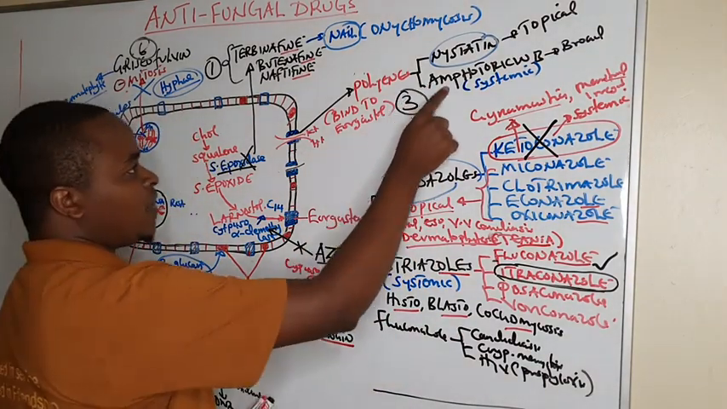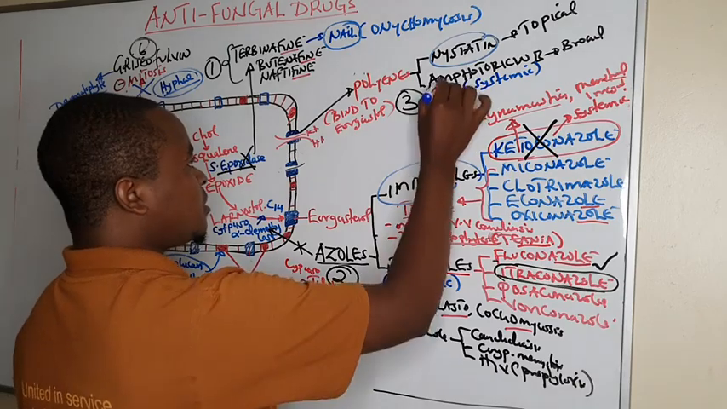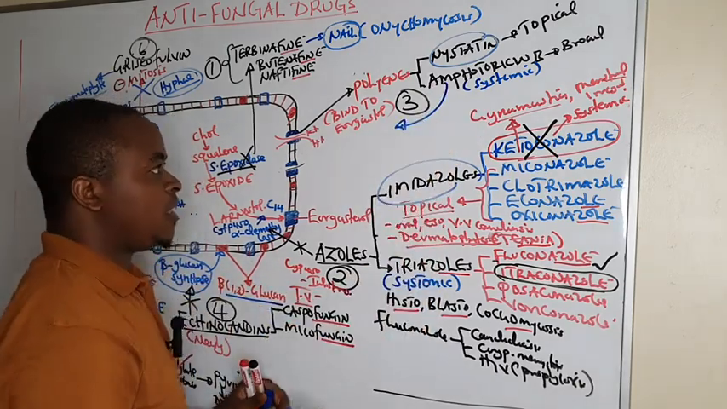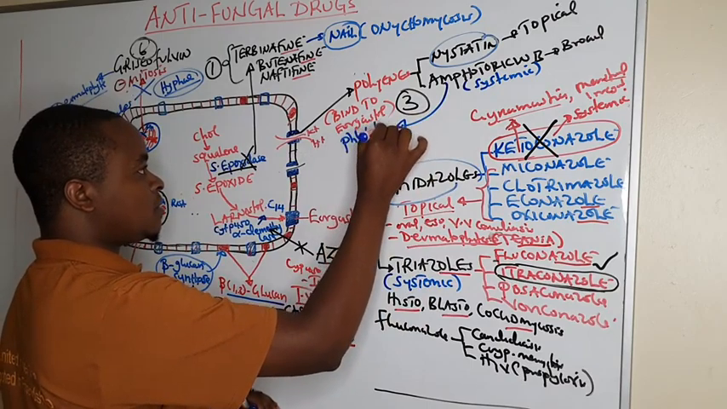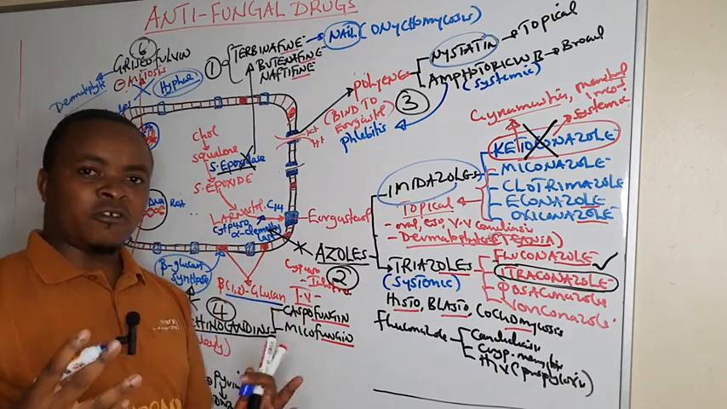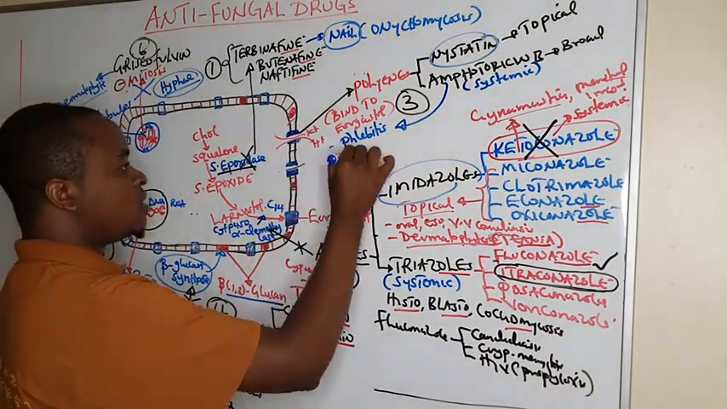Then what are the adverse effects of amphotericin? Amphotericin's major side effect, it causes phlebitis, that is swelling of the blood vessels. Then it leads to nephrotoxicity.